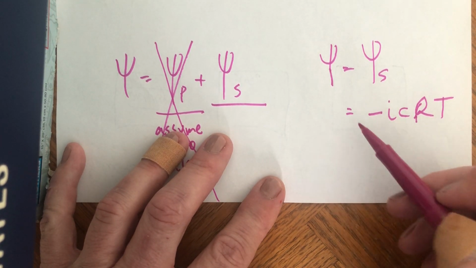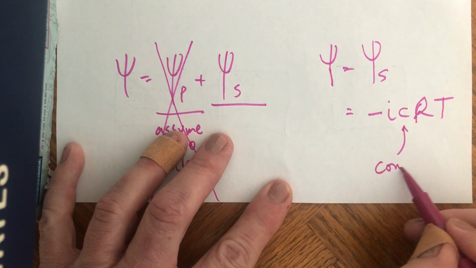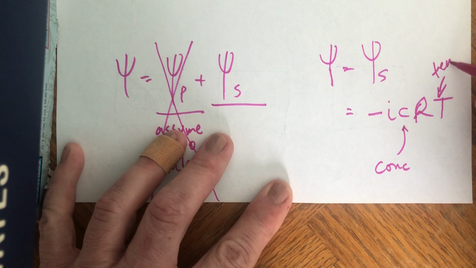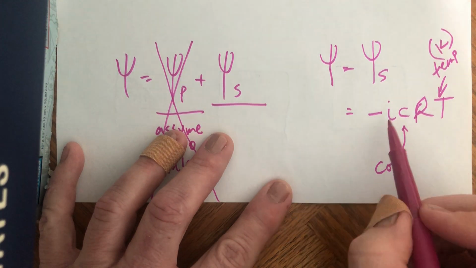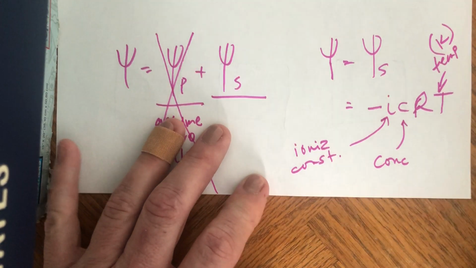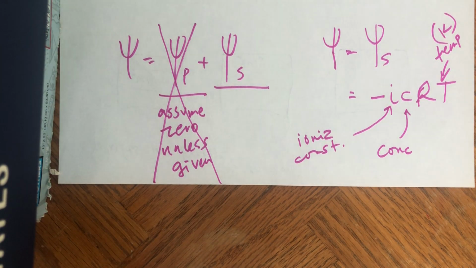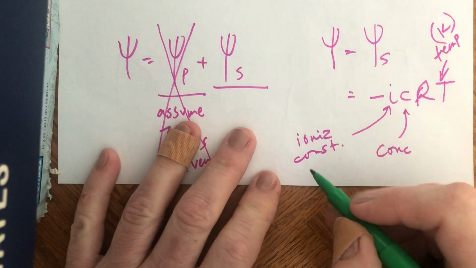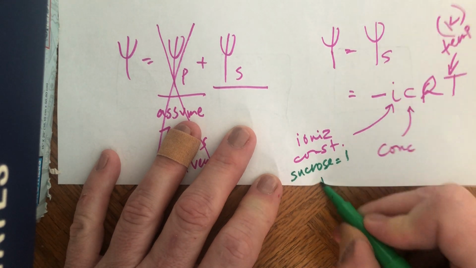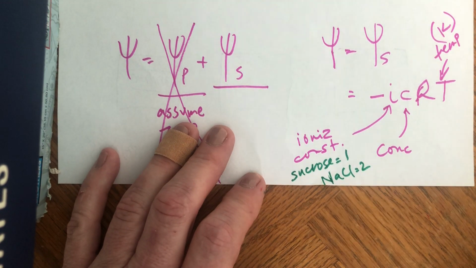So what is water potential? The likelihood of water to move. What's it based on? Well, here's concentration. This is a constant, so it doesn't really matter. This is temperature, in Kelvin. And this is the ionization constant. The only 2 ionization constants I've ever seen the College Board care about are the ionization constant of sucrose, which is 1, and the ionization constant of salt, which is 2. More on that in a minute.